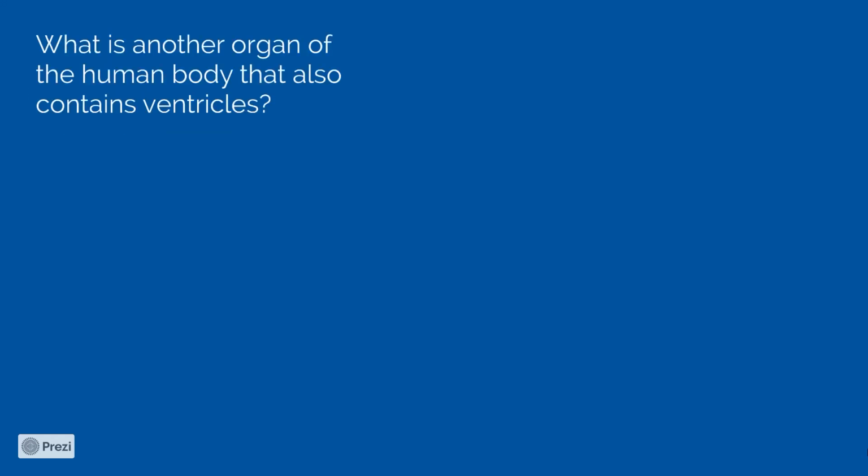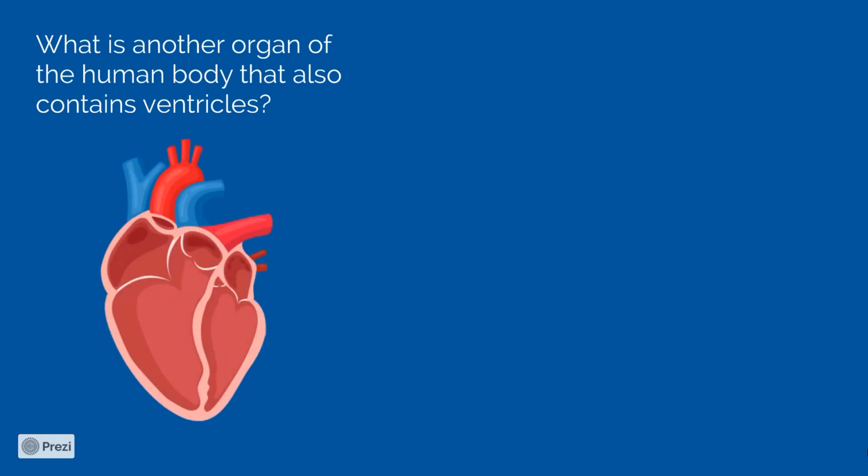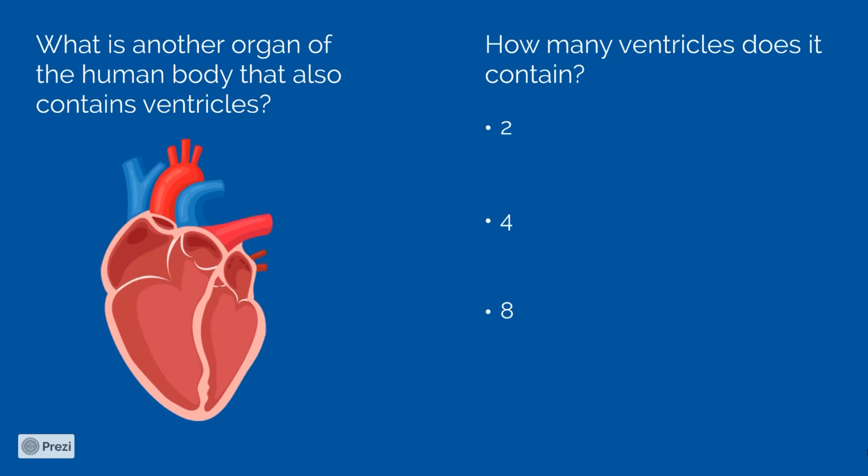Here is a question for you. Another organ of the human body also containing ventricles is the heart, of course. And how many ventricles does it contain? The correct answer is 2. It has 4 chambers, 2 of which are ventricles, and the other 2 are called atria. They bring us back to the revision of the rule. If atria is plural, the singular would be atrium, which is передсердя in Ukrainian.